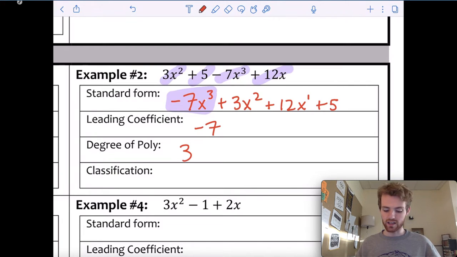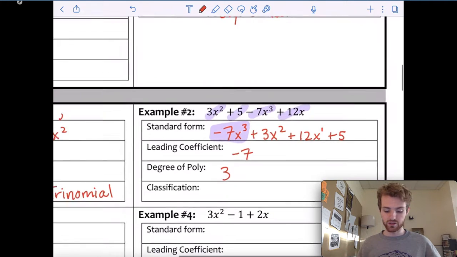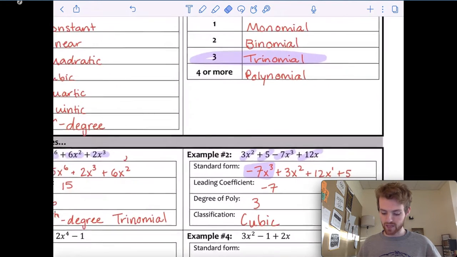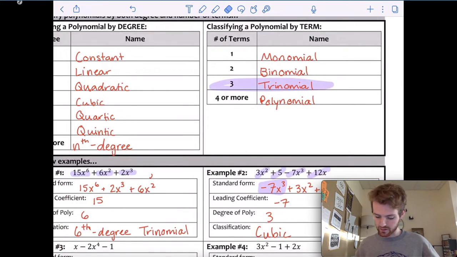Now, time for our classification. When our degree is 3, we call it a cubic. So that's our degree name. Our term name, well, how many terms are there? It looks like there's 1, 2, 3, and 4. Well, if there's 4 or more, we just call it a polynomial.